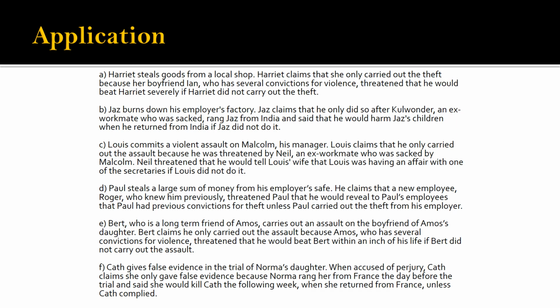Hopefully C, you've identified that Louis is, again, would be unsuccessful because the threats were not serious enough. Threatening to tell an affair is not serious enough. And hopefully you've identified the same for D, that Paul would not be successful because, again, the threats are not of death or serious injury. For E, hopefully you've identified Bert would likely be successful. And for F, hopefully you've identified that Kath is likely to be unsuccessful because, again, the threat is not imminent.